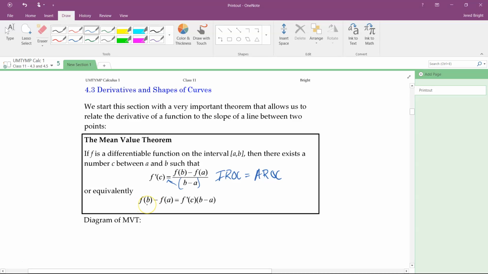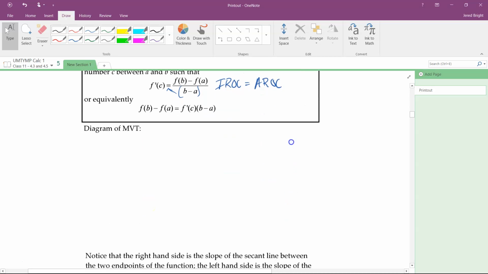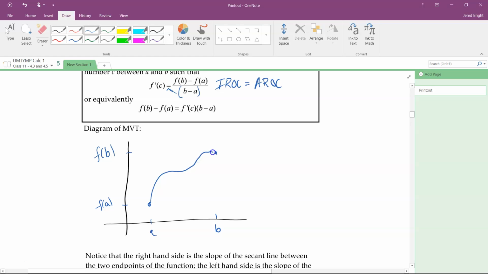Okay, and you can rearrange it and play with algebra, multiplying by b minus a to both sides if you wish. Okay, so the idea here, just to put this in picture form, is that we have our function. Here's a, here's b, and here is f of a. I'm just going to draw it in the increasing case. It doesn't much matter if it's increasing or decreasing, but we have a function like this, and then it does something like that, okay?